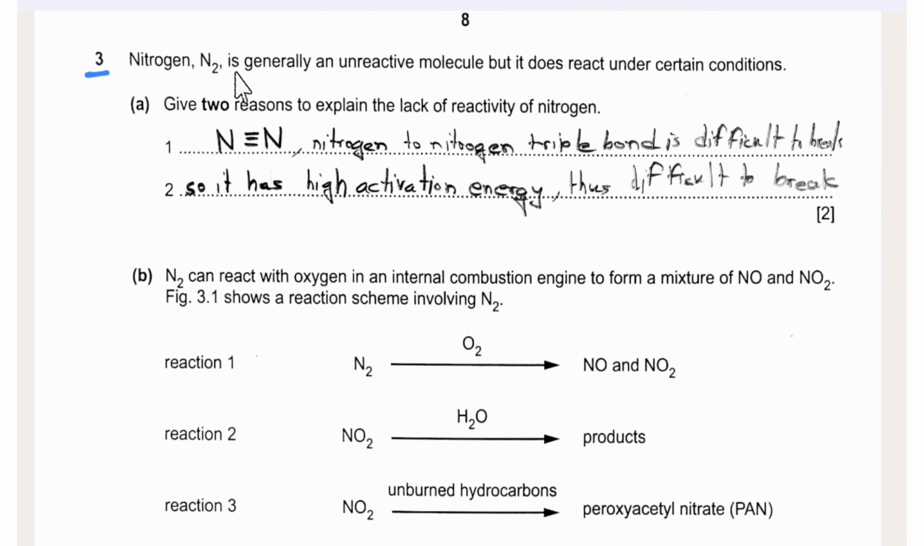Number 3. Nitrogen is generally an unreactive molecule, but it does react under certain conditions. Give 2 reasons to explain the lack of reactivity of nitrogen. Nitrogen exists as this molecule, and here we can see that the triple bond is present. The nitrogen to nitrogen triple bond is difficult to break since it has high activation energy, and the nitrogen molecule is non-polar.